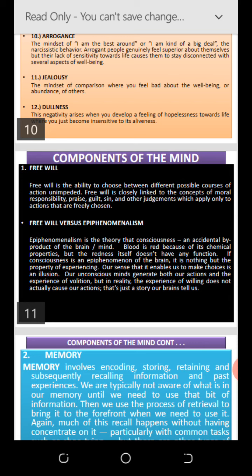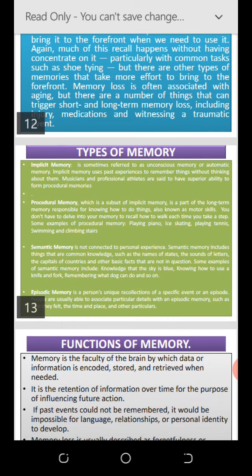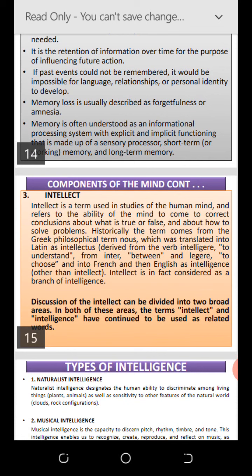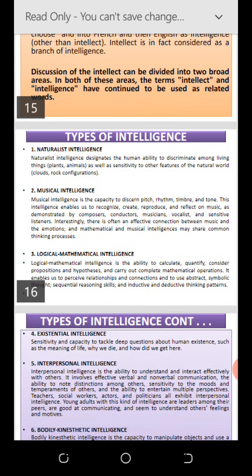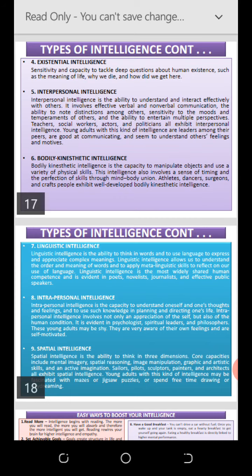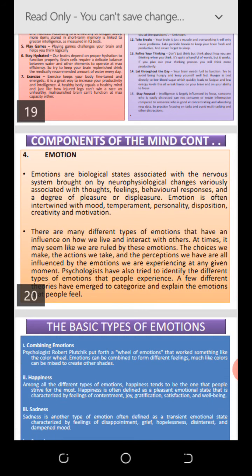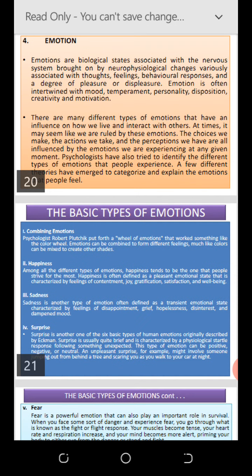Under the components, we have touched free will, the memory, and the types of memory, likewise the functions of memory. Also, under the components of the mind, we have looked at the intellect. We have also looked at the types of intelligence, likewise the easy ways to boost intelligence. Then for today, we shall be looking at the word emotion.